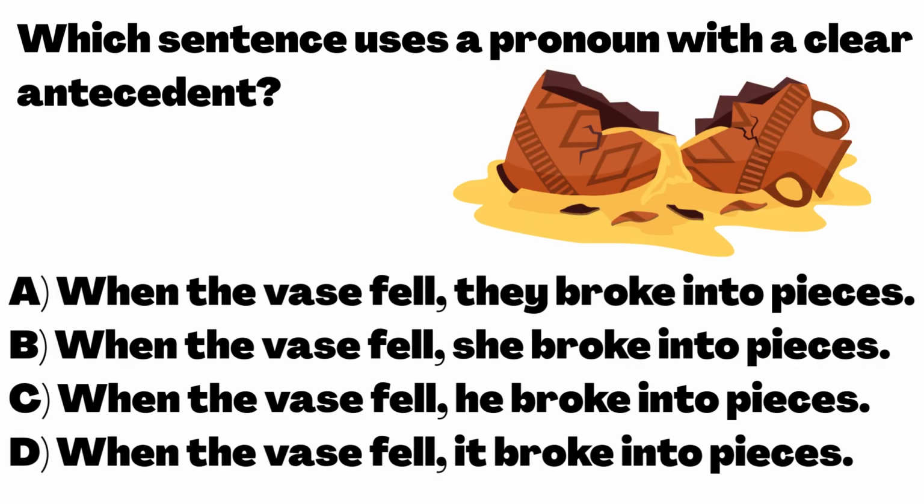Which sentence uses a pronoun with a clear antecedent? A. When the vase fell, they broke into pieces. B. When the vase fell, she broke into pieces. C. When the vase fell, he broke into pieces. D. When the vase fell, it broke into pieces.